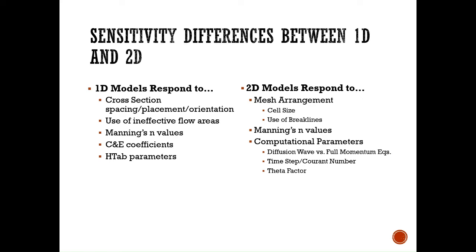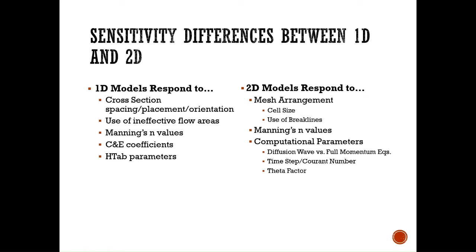Now, 2D models, by contrast, will respond to different things because the 2D models are fundamentally different than the way a 1D model is set up. So a 2D model will respond to things like your mesh arrangement, particularly your cell size, the way you use breaklines or refinement regions to arrange your mesh. 2D models will also respond to Manning's n values, much like a 1D model will.